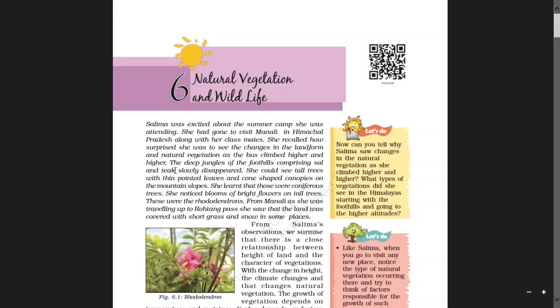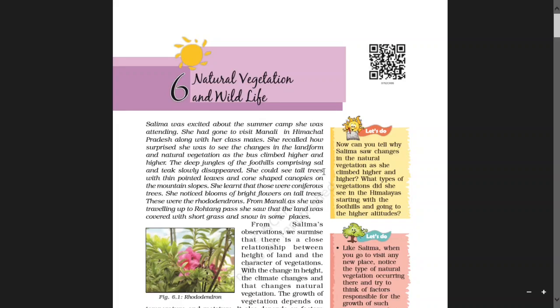The vegetation at the foothills, as she was climbing the hill, was different at different elevations. The deep jungles of the foothills comprising shal and teak slowly disappeared. At first she saw the dense jungles of the foothills, with shal and teak trees, and slowly they started to disappear.